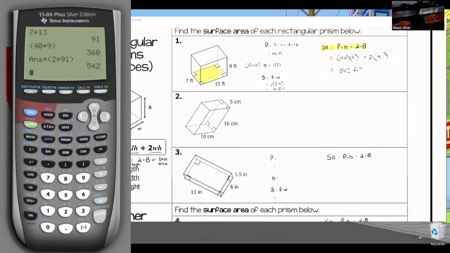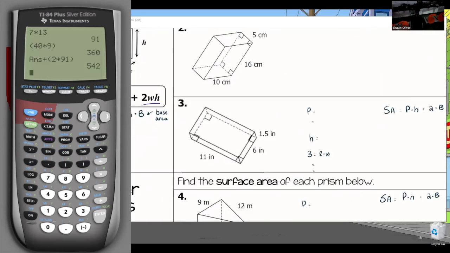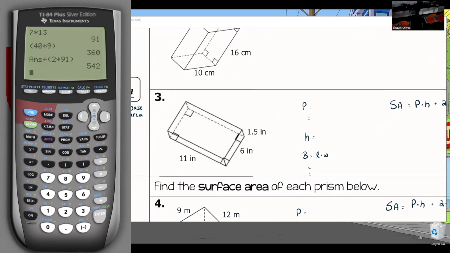All right, number 3. Again, the base is generally what it's sitting on. The base can be whatever you want the base to be. Okay, in this case, it's going to be that one. So perimeter is 11 plus 11 plus 6 plus 6. So 22 plus 12. Pretty sure that's 34. Height is the height of our prism, so the distance from the top base to the bottom base. In this case, it's 1.5.